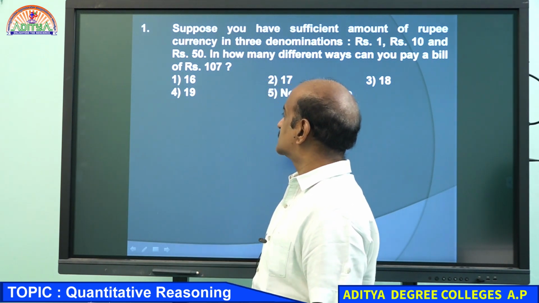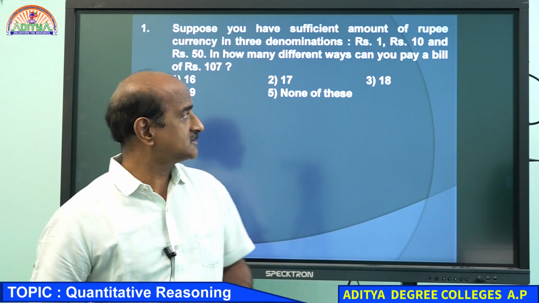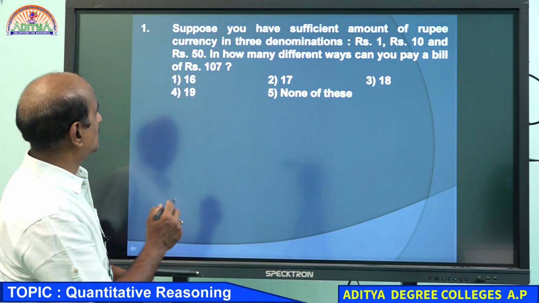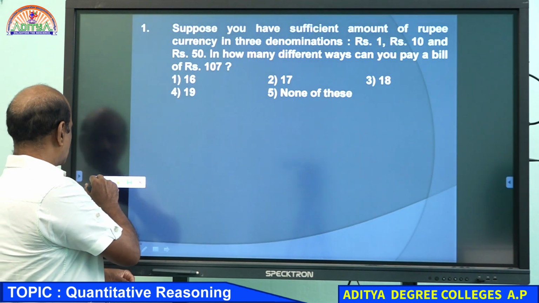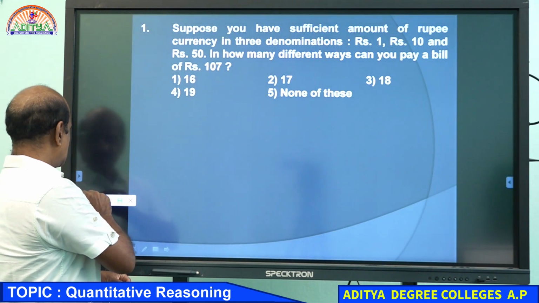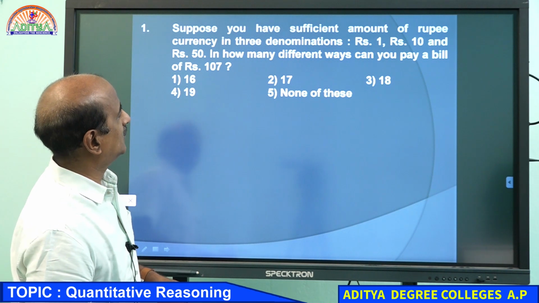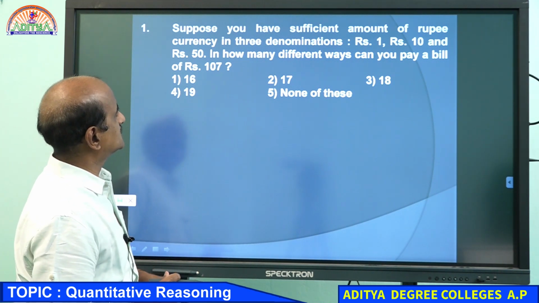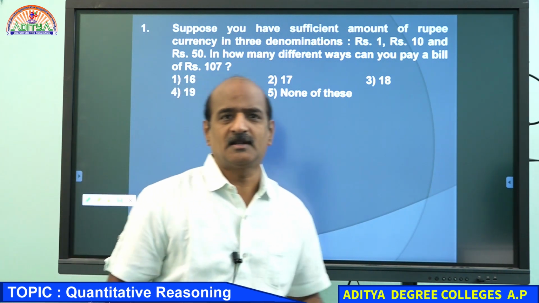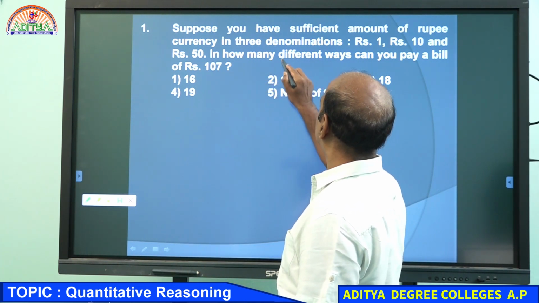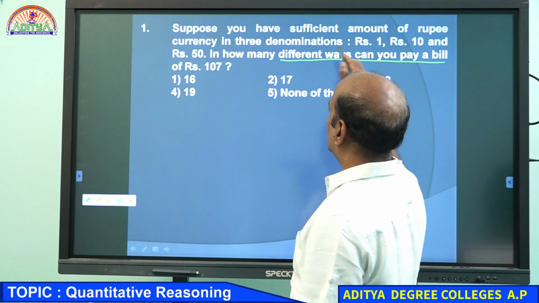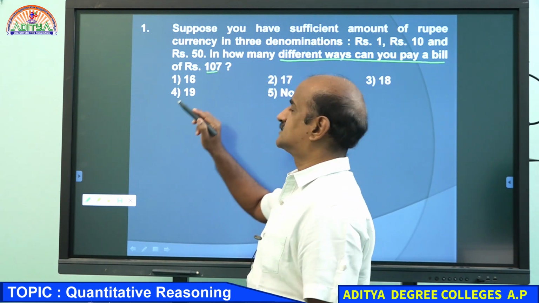Here we go. Question number 1: suppose you have a sufficient amount of currencies. Yes, students, now just listen to me. If you have a sufficient amount of rupee currency in 3 denominations, 1 rupee, 10 rupees and 50 rupees, in how many different ways can you pay a bill of 107 rupees?